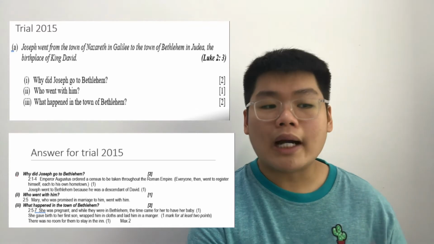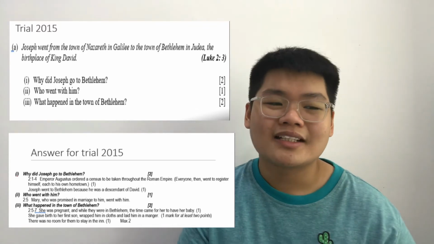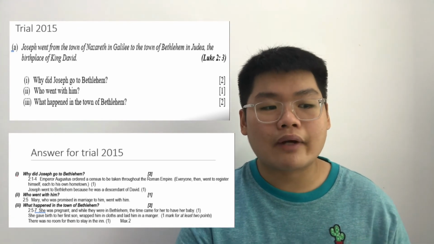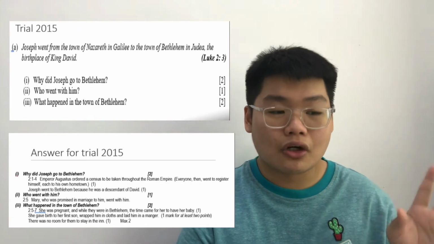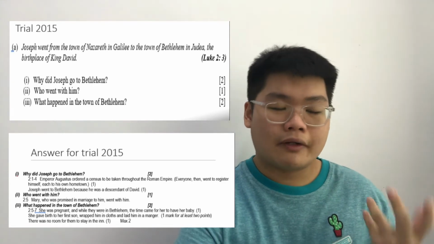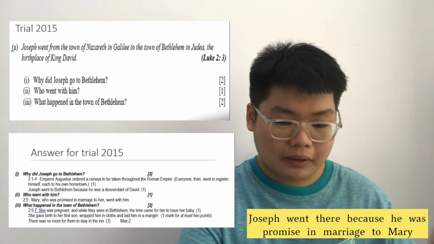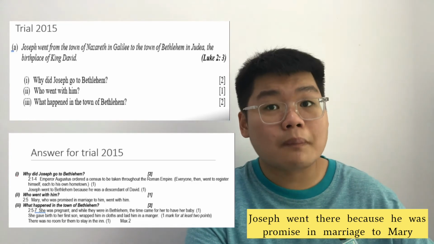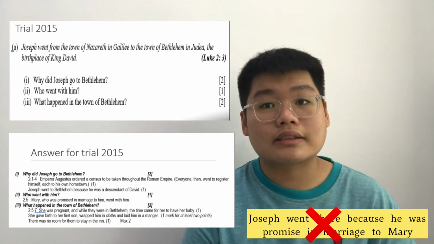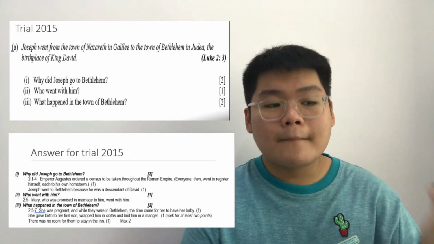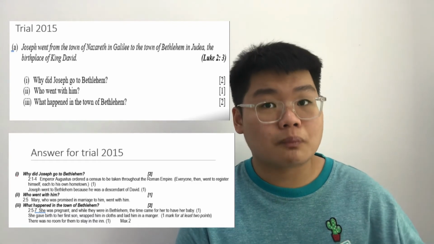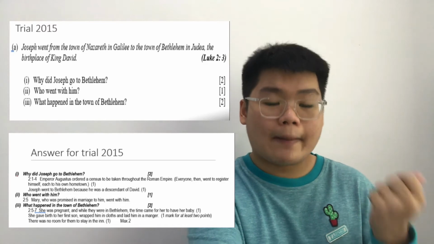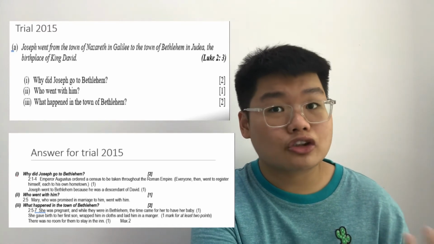So firstly, why did Joseph go to Bethlehem? This is a question that some students may answer wrongly. They may write that Joseph went back to Bethlehem because he wants to marry Mary, or because he was promised in marriage to Mary. This answer is actually wrong, because the main reason why Joseph went back to Bethlehem is that Emperor Augustus ordered the census to be taken throughout the Roman Empire.